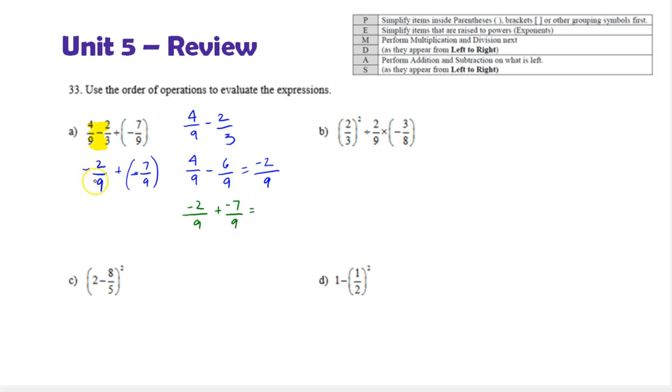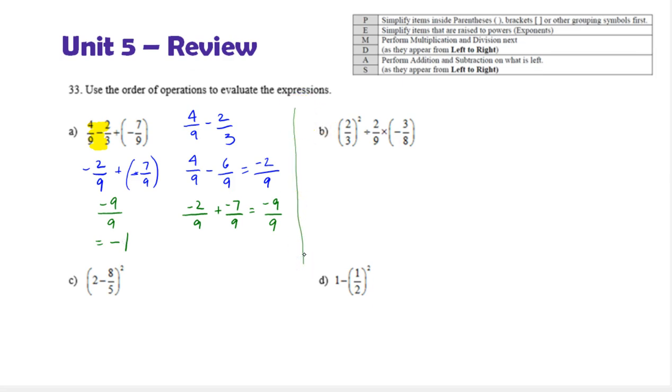So we could put the negatives out front, or we can move them to the top or bottom. So I just moved them to the top, and this is negative 9 over 9. Okay, so we have negative 9 over 9, and 9 divided by 9 is 1, and a negative divided by a positive is negative. So our result is negative 1.